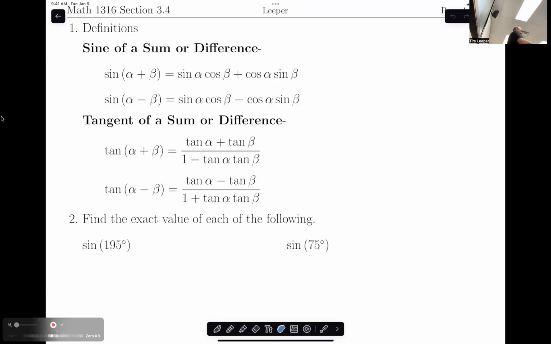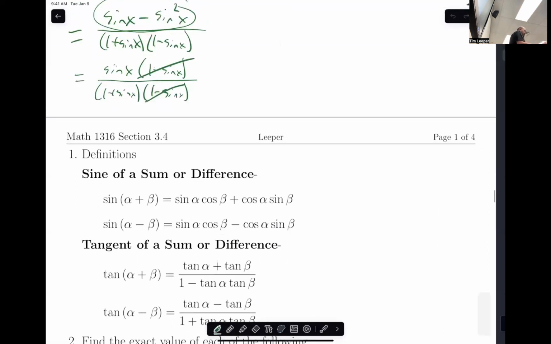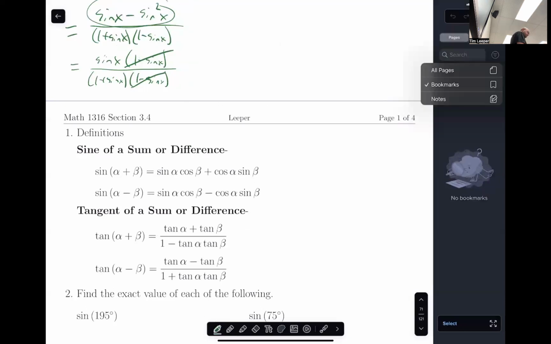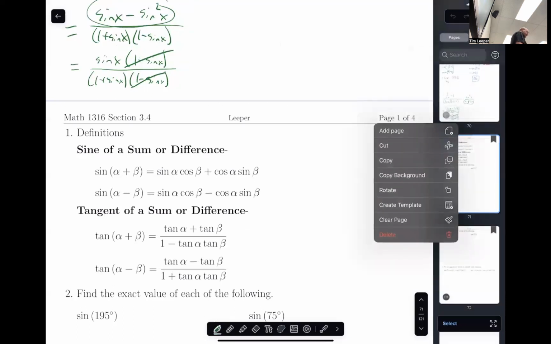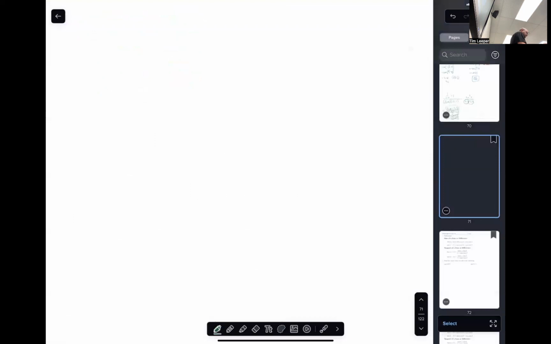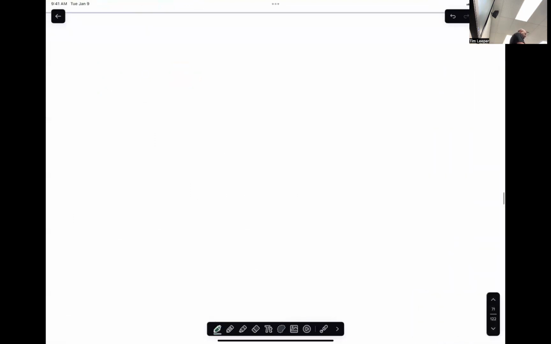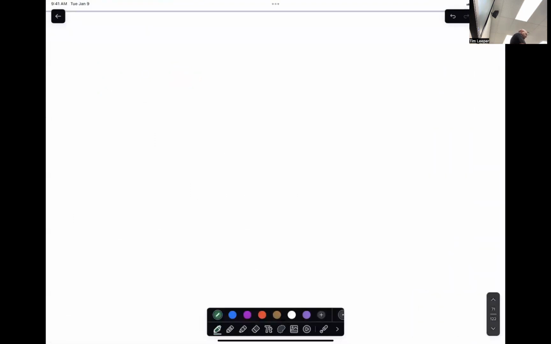Okay, so today I want to go ahead and look at section 3.4. 3.4 is where we're going to look at the cosine of the sum or difference and tangent of the sum or difference. Now, to get there, I want to go ahead and prove the sine of a sum or difference. In order to do that, I want to ask you, what is the cosine of a sum? What is the cosine of alpha plus beta, preferably without looking at it?